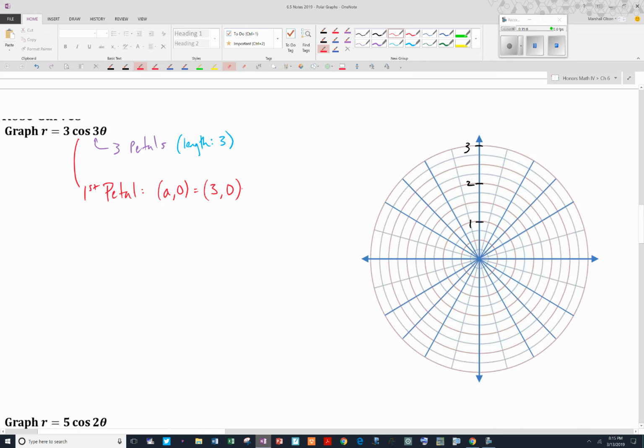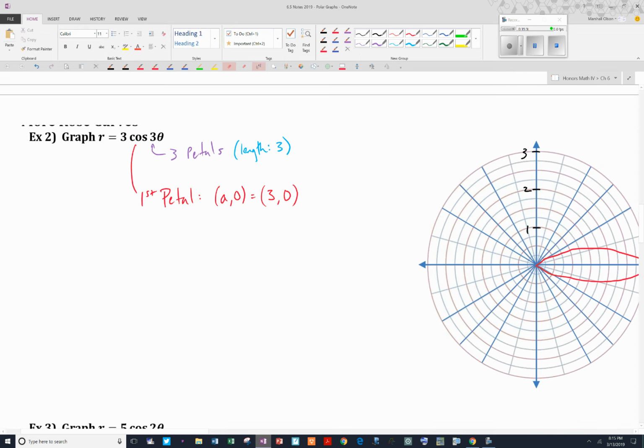Try to do this problem the same way we did the last one. So at 3 comma 0, now that 0 means open up 0 radians and then go 3 units away from the pole. So 0 radians, 3 units away from the pole would be right there. So my first petal tip is going to look a little something like this. Okay, which makes sense. Cosine is symmetric in the x-axis. Looks good so far. And now our period for this graph is 2 pi over 3 again.